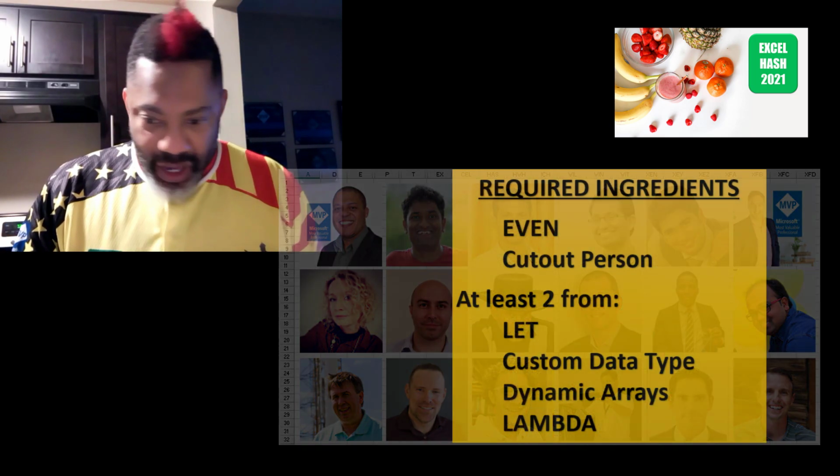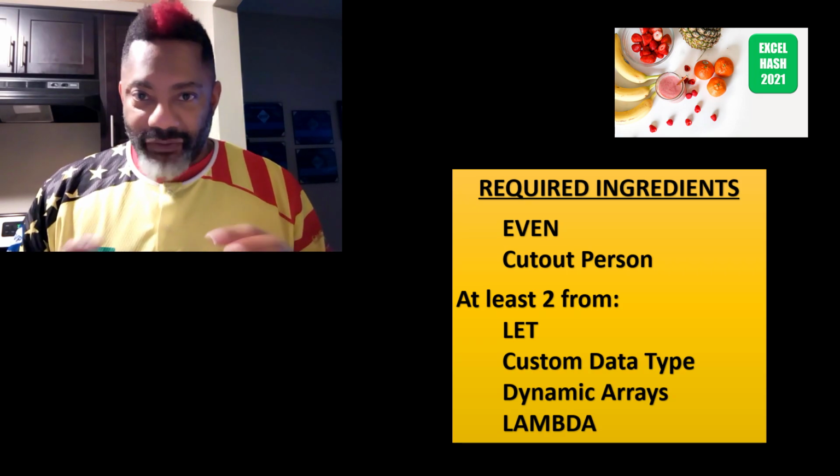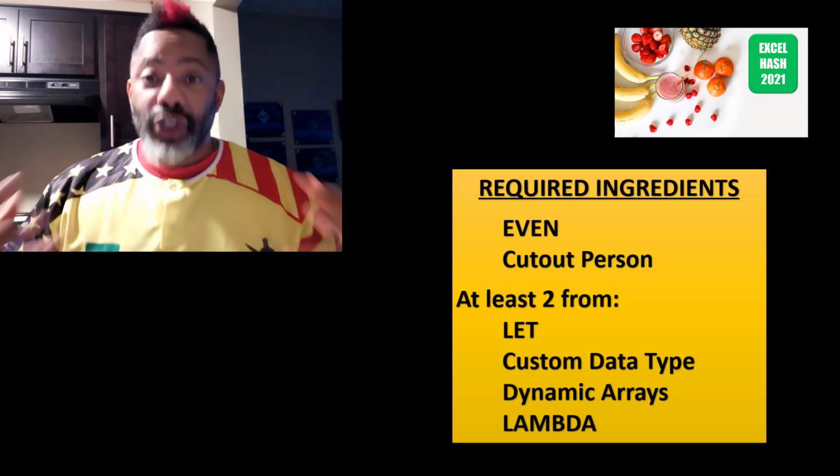And the idea being, we've got four ingredients that we have to use to create a solution, rather than having a solution that we need and then finding the necessary ingredients. We're going backwards. Thanks for all of the participants who submitted entries for ExcelHash 2021.